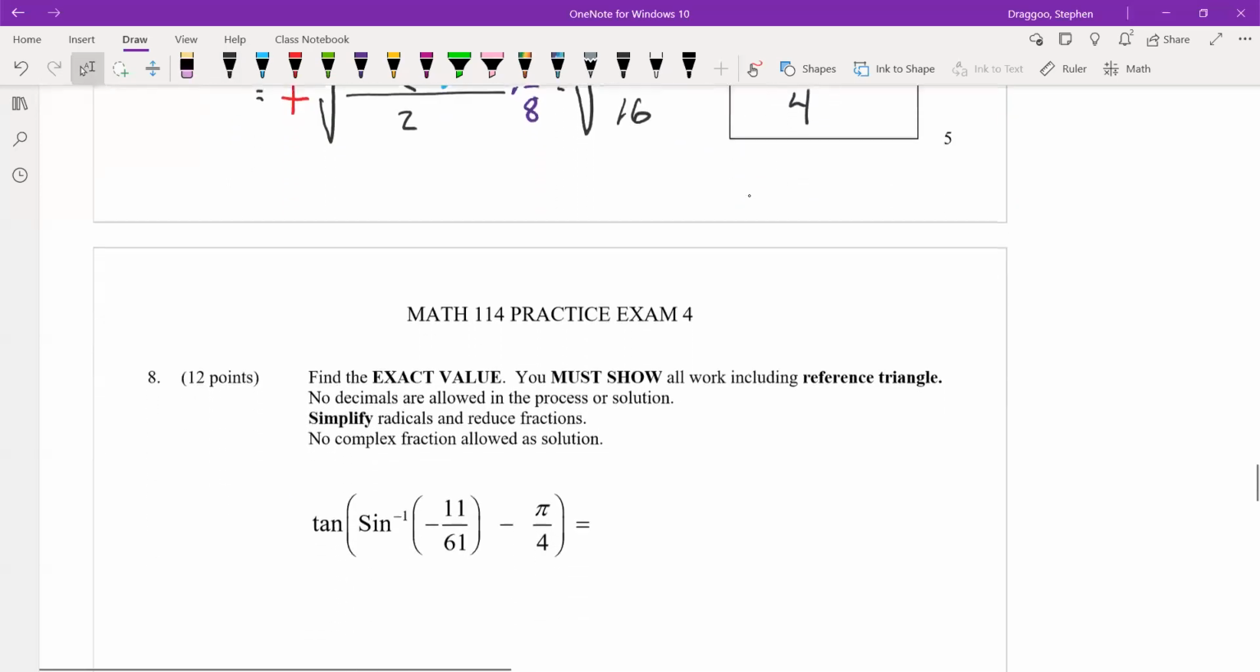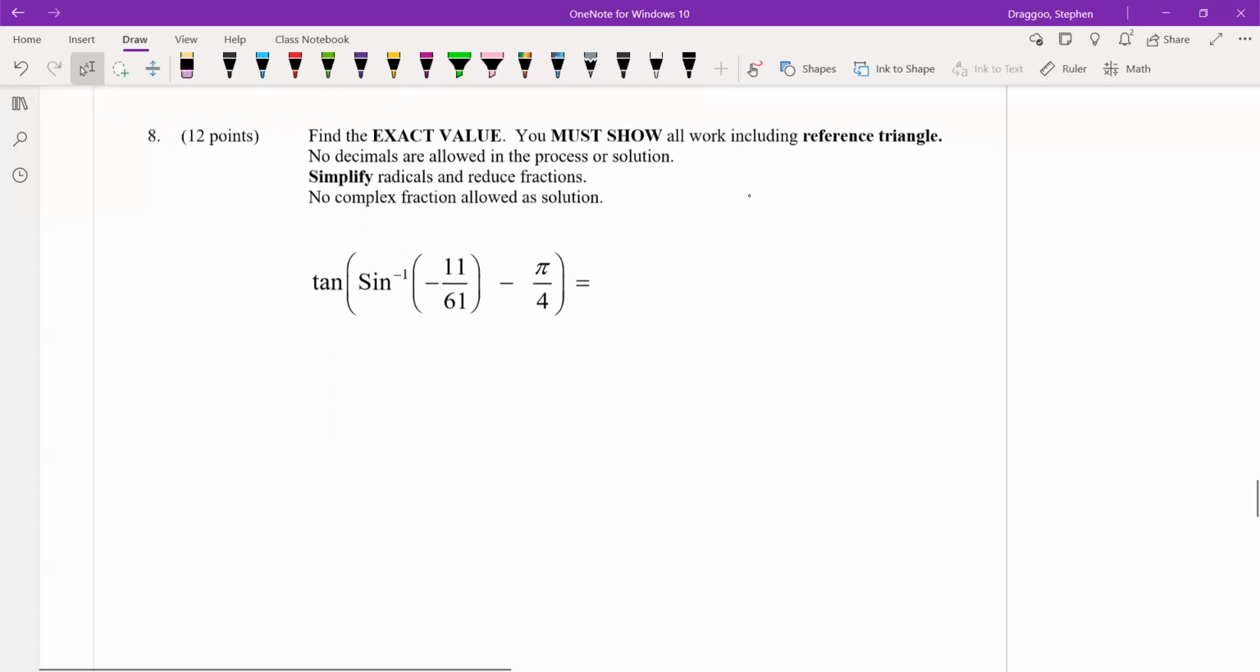Okay. And I've got one last problem to knock out real fast. Hopefully we're done by 1:40.